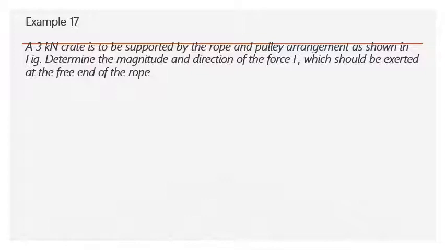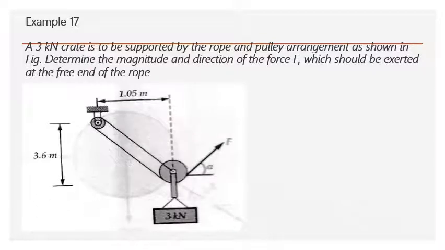So let's move on to the next problem. It is interesting. A 3 kilonewton crate is to be supported by the rope and pulley arrangement as shown in the figure. Determine the magnitude and direction of the force F which should be exerted at the free end of the rope. This is the diagram given. A 3 kilonewton crate is to be supported by the rope and pulley arrangement as shown in the figure. Determine the force F.